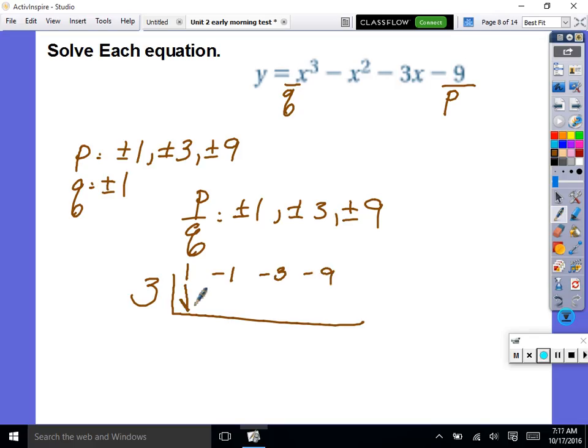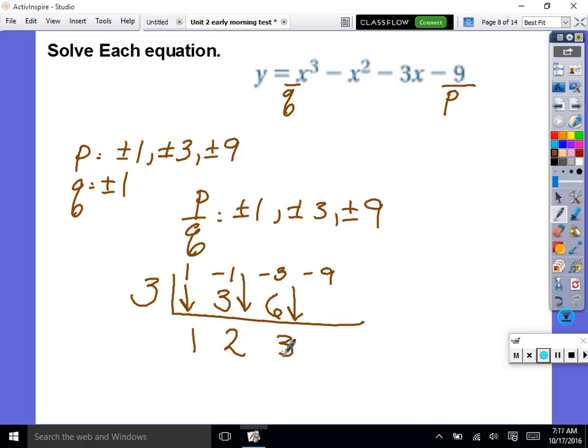You drop this straight down. A lot of people mess up on this. You put a 1 right there, right? Now 1 times 3 is 3. We add straight down and get 2. 2 times 3 is 6. We add straight down and get, okay, this is where people mess up too. They'll say negatives and weird things.